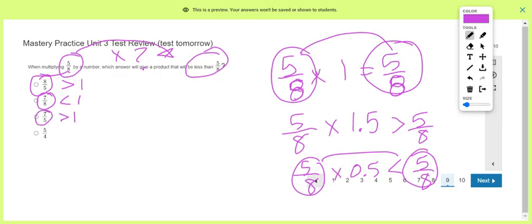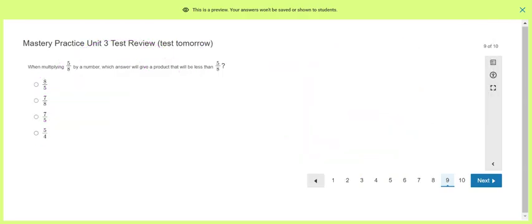7/5 is greater than 1. And 5/4 is greater than 1. So which one is going to be less? It's multiplying by a number that is less than 1, and 7/8 is less than 1.